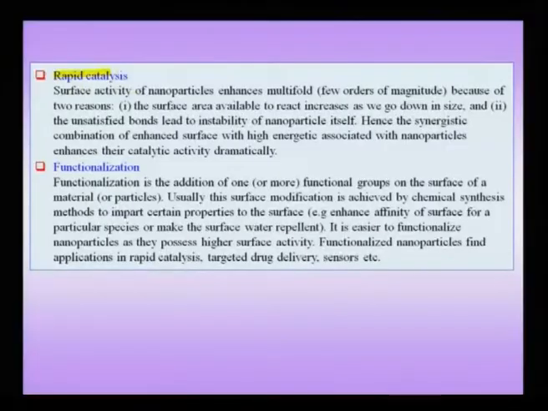So, surface activity of nanoparticles is enhanced manifold, sometimes a few orders of magnitude, and this is because of the increased surface area available to react as we go down in size, which is what we noted when we are trying to divide a particle into smaller and smaller sizes. And the unsatisfied bonds lead to instability of the nanoparticle itself.